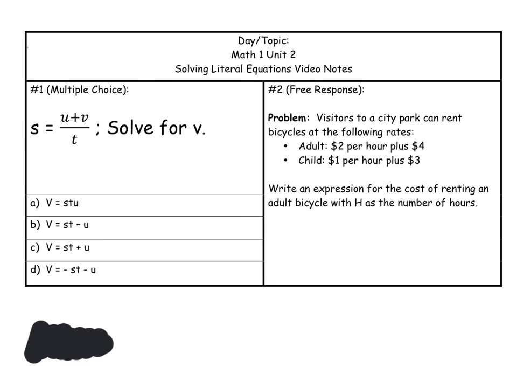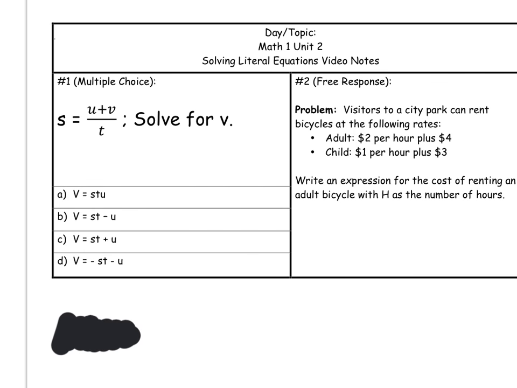Okay, now on to the video questions. Multiple choice question number 1. You're solving for v. Again, treat this as if it were just a number. If this were a 10, you'd multiply both sides by 10, but it's not, it's the letter t.